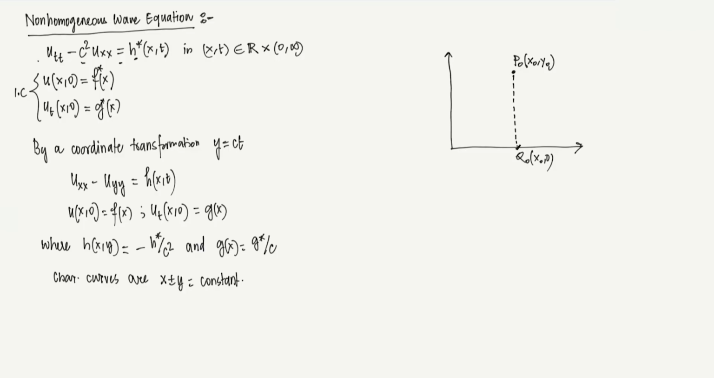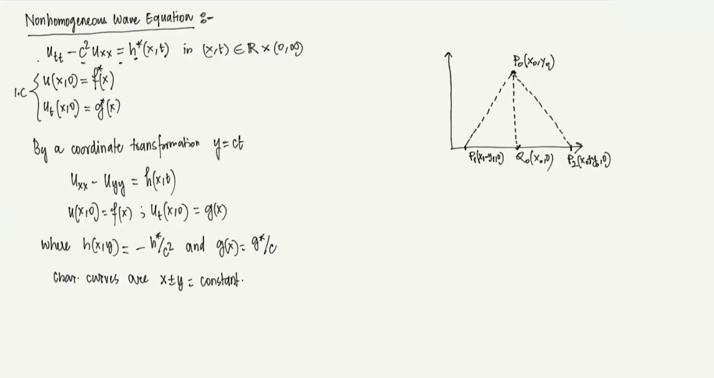See, the thing is, these two characteristics, if you want to draw them through the point P naught, they will intersect the x-axis, right? Let's just say that they intersect at the point P1, which will be x naught minus y naught and 0, and P2. P2 will be x naught plus y naught and 0. Those two characteristics intersect here.